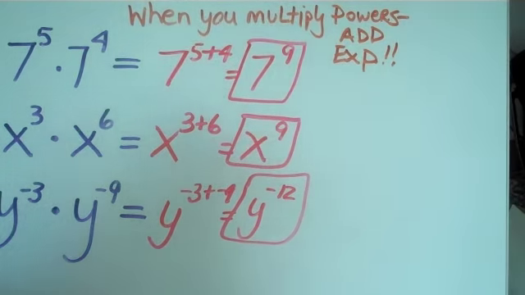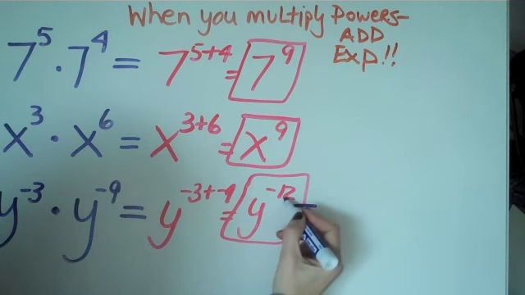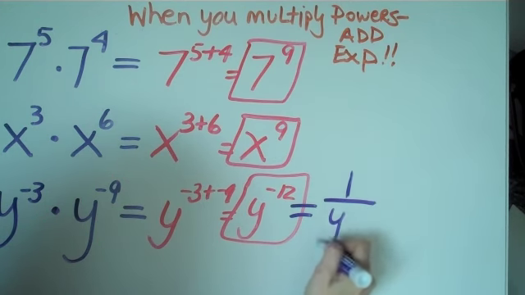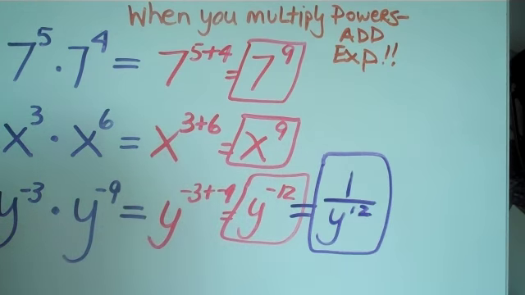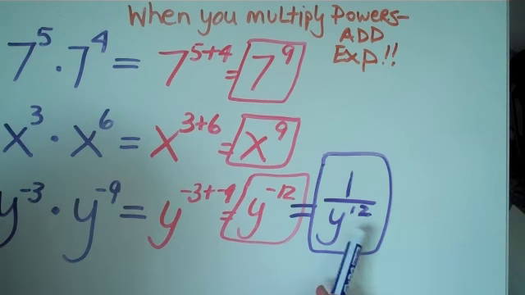I just realized that we left this y to the -12th power, and we don't really want to do that. Whenever we have a negative exponent, we put it under a 1, and it becomes y to the 12th power. So go ahead and fix your notes on that one, because again, we're going to change this negative exponent by writing the reciprocal under a 1. That's it.